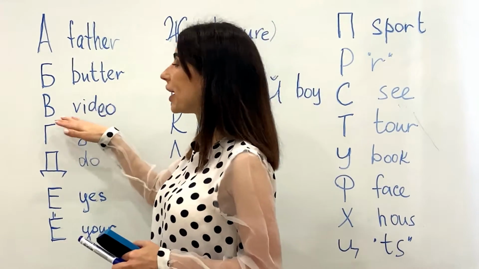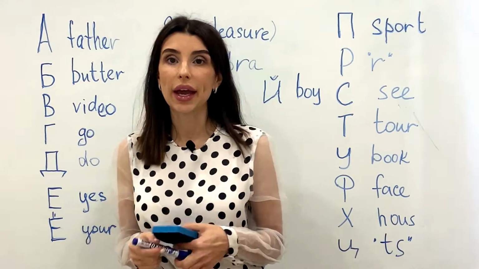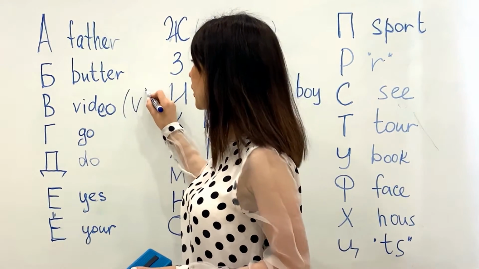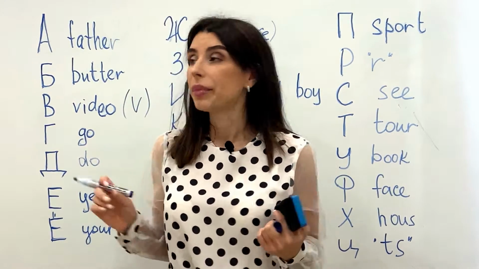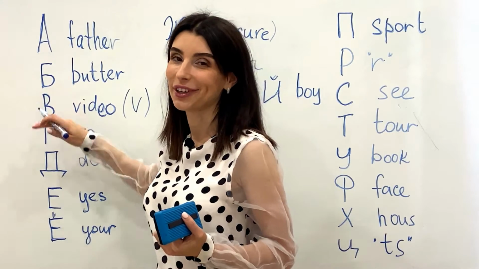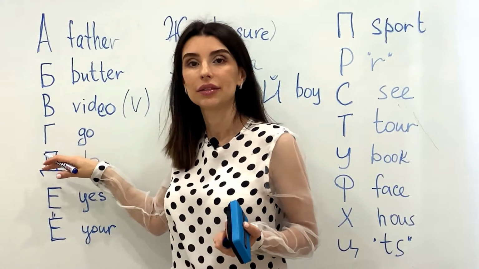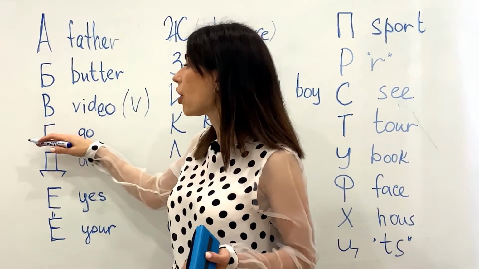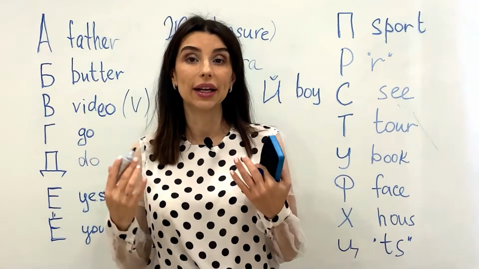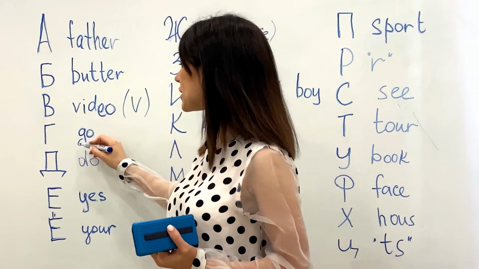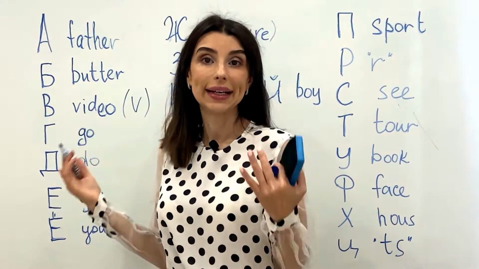Another one, V. V, like in video. We have it like the English V, but don't mix it up with the English B. So it's a V. Another one, G, it's not so difficult. You also have this letter, like go. If you say G, as in the word go, you can say G also.